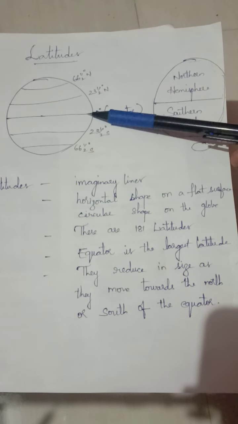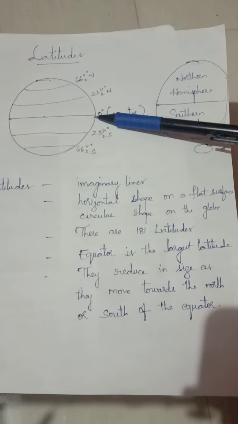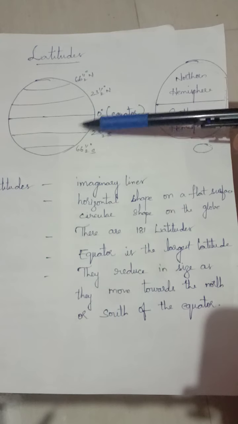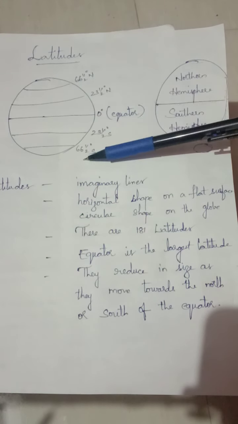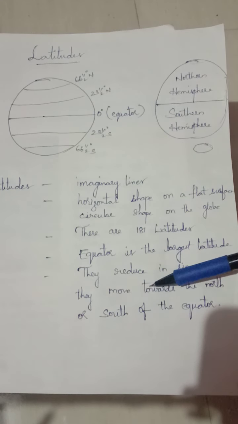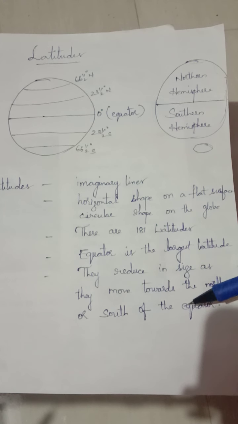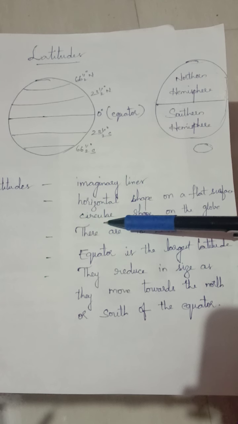As you can see that the equator is placed in the center, which is looking largest, and if you move towards the north or south of it, as you can see that latitudes are decreasing in size. They are not of same size. They reduce in size as they move towards the north or south of the equator. So one thing you should keep in your mind is that latitudes are not of same size. And the real shape of the latitudes is of a circle on a flat paper.